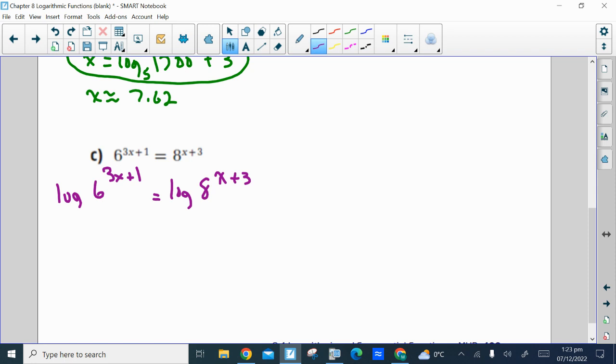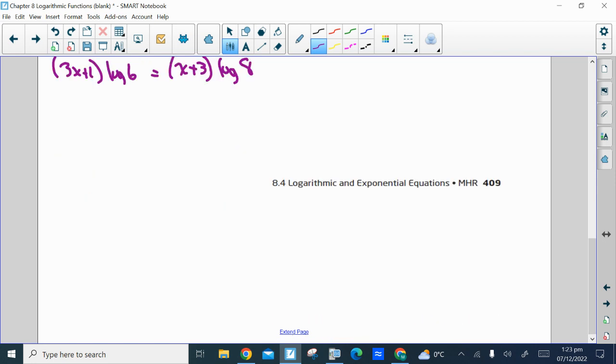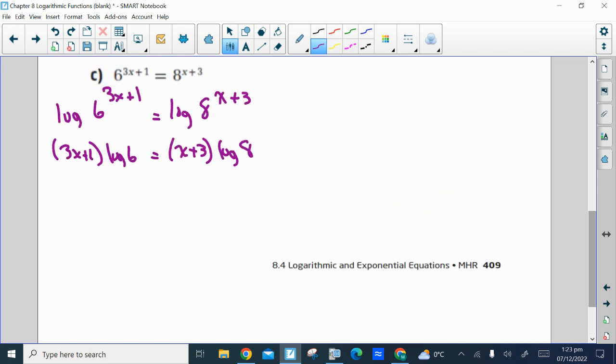And now I'm going to use the power law. When you have the log of a power, the exponent can come in front as a coefficient. So that's my next step. I'm going to use the power law on both sides. Bring the exponents in front as coefficients. So we still have some work to do here. But I started by taking the log of both sides, then I used the power law to bring the exponents in front as coefficients. And notice I've used brackets there because the log of 6 is multiplied by both terms.